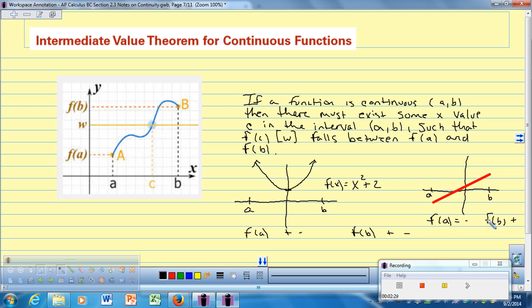By the intermediate value theorem, I could say that there is guaranteed to be a 0 in between. Because the line is a continuous function, there has to be a point, I'll call that point C, where it crosses the x-axis. So, this is the basic idea of the intermediate value theorem.